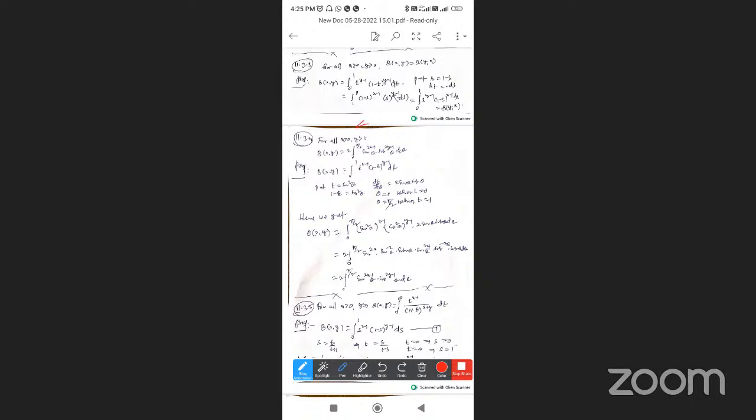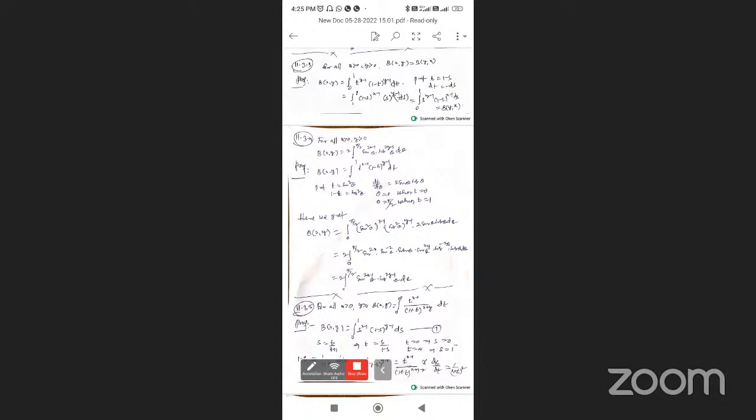Minus ds, when it comes, the lower and upper limits change: 0 to 1, s to the power of y minus 1, (1 minus s) to the power of x minus 1 into ds. This is the formula for beta of y comma x. So the beta function satisfies the commutative property: beta of x comma y is equal to beta of y comma x.